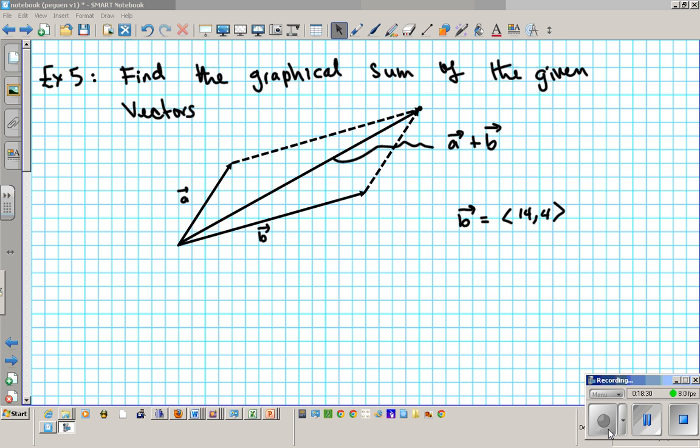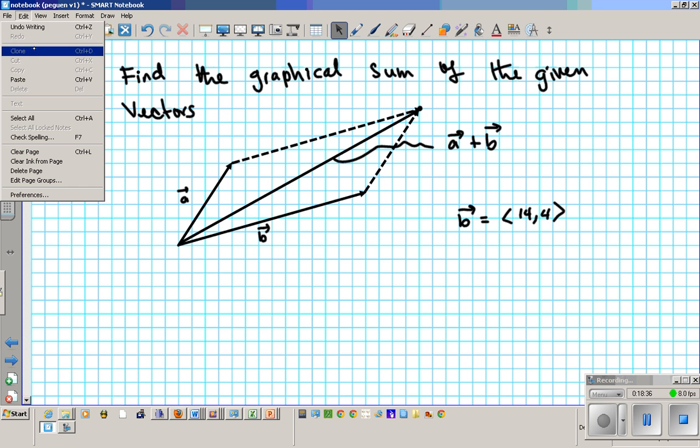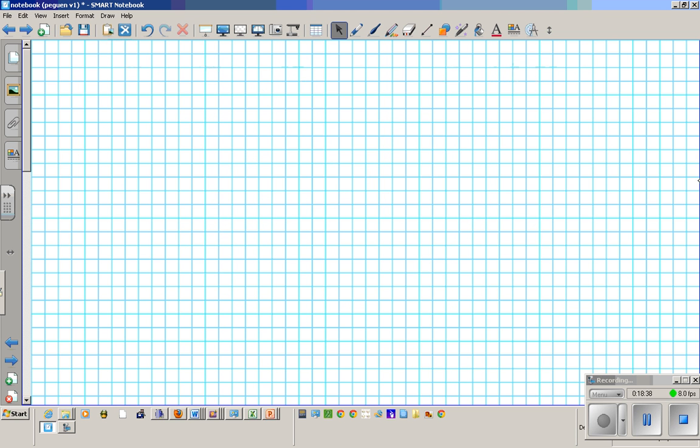Alright, so let's go over the last example, which involves finding the roots of complex numbers. Clear this page. Example 6. Write this down.